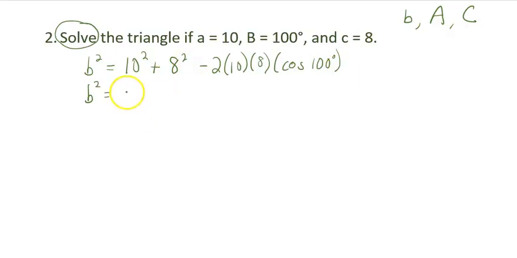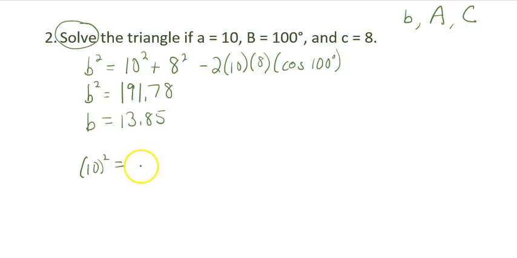Just type everything in. You get 191.78, and then you just take the square root of that. So side B is 13.85. Now, I am missing two angles, so I'm going to have to do the law of cosines again. And so you just decide which one you want to find, and I'll just find A. So I'm going to start my formula with side A. So I'm going to do the 10 squared again equals the B we just found, 13.85 squared, plus the C, which is 8 squared.